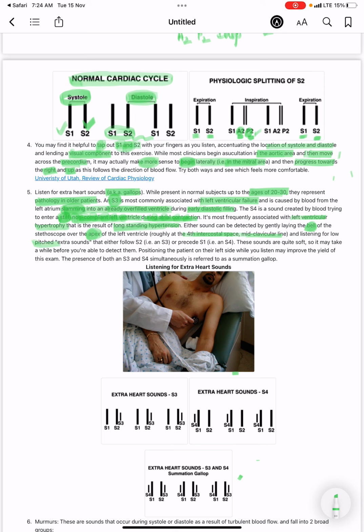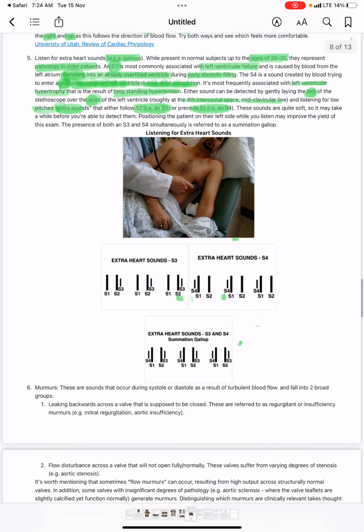You are listening for low-pitched extra sounds that either follow S2, which is an S3, or precede S1, which is an S4. So S1, S2, S3 in a line, and S4 is before the S1.